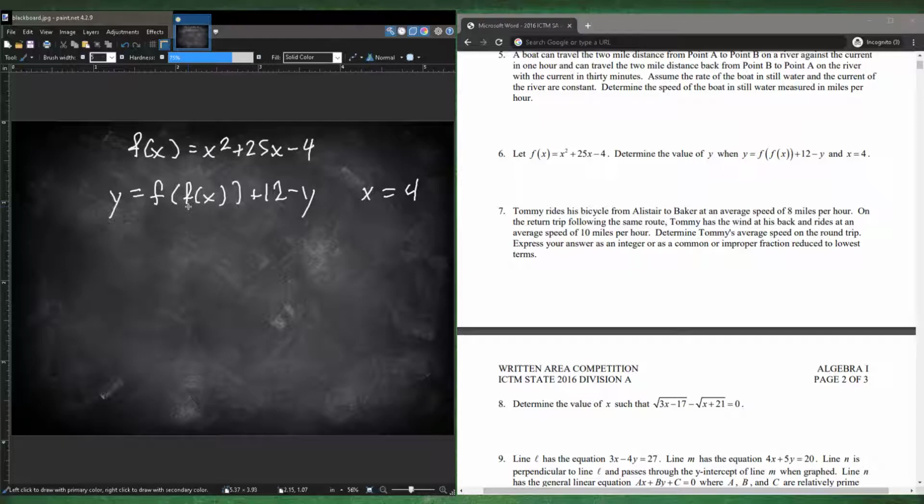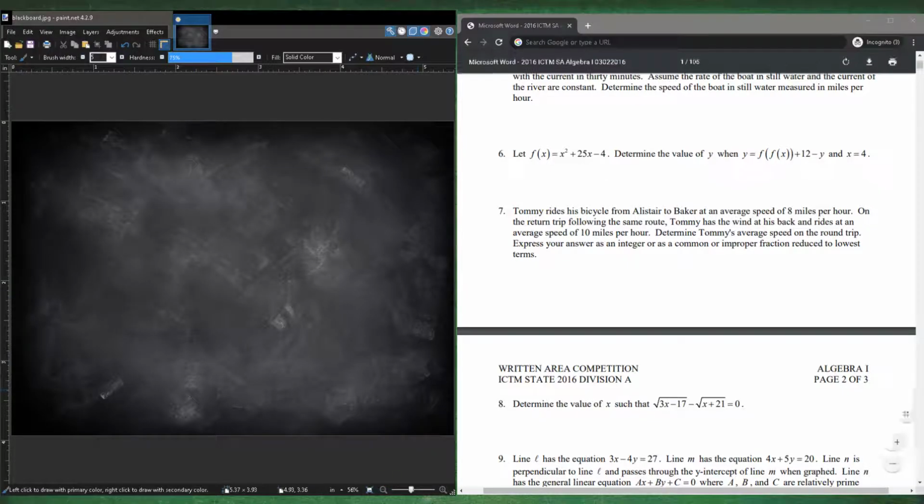So 112 squared plus 25 times 112 minus 4, and then plus 12. And you should get y is equal to 15352 minus y. So then add this y to this side. So this cancels out and it becomes 2y. So divide by 2. And you should get 7,676 as your answer. Okay, just use your calculator.